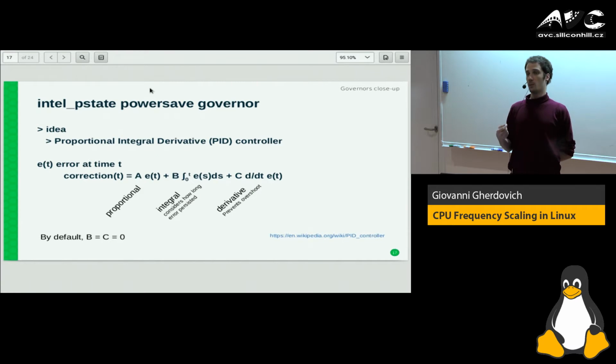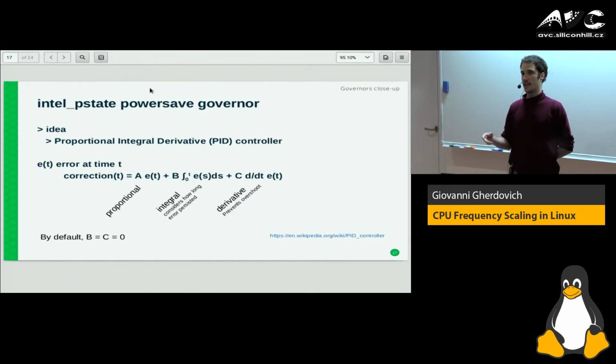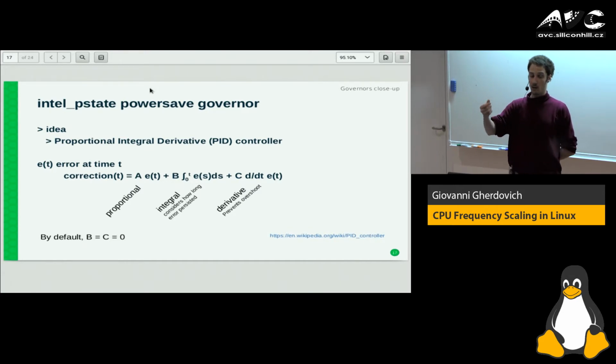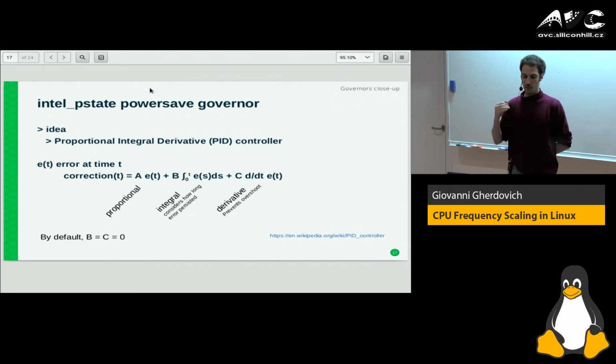And then it computes a correction, and this correction is the sum of three terms. One is proportional, one is an integral, and one is a derivative. There is a physical justification, intuitive also, to this sum, but at the end of the day, Intel engineers decided that those two terms, B and C, do not work very well, and they set them to 0. So if you look at your kernel, you may be running PState right now, you may be running the governor power save right now, and there is a debug interface to see the parameters of your PID controller, and the integral term and the derivative term are set to 0.